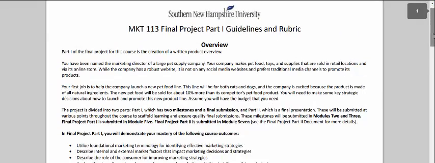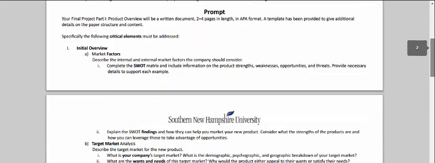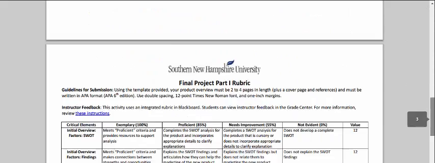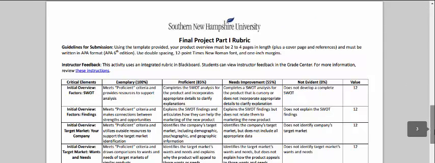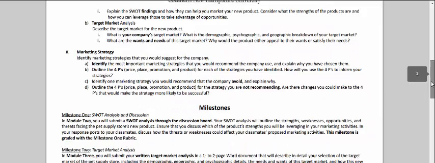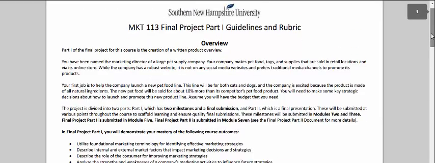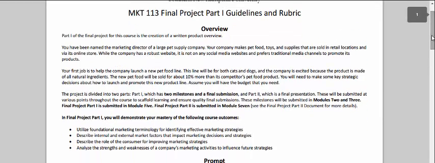This document contains an overview of the project, the official prompt, a description of the milestones, and then the Final Project Part 1 rubric. Now, I know it looks like a lot of content, but don't worry, we're going to break it down and you're going to see that most of this is work you've already completed. So let's start with the overview.